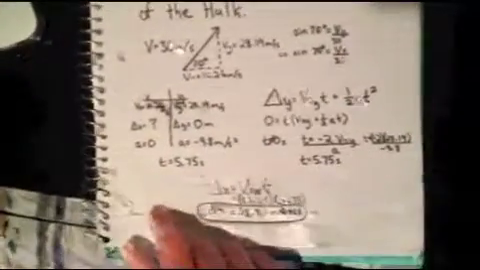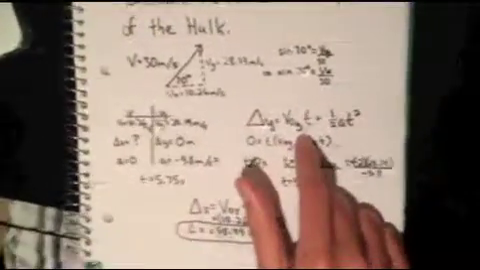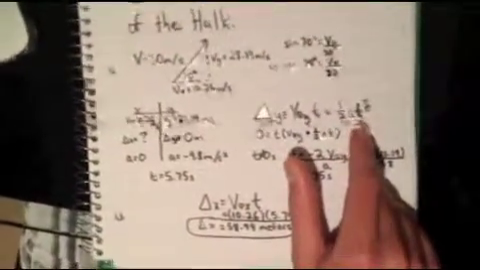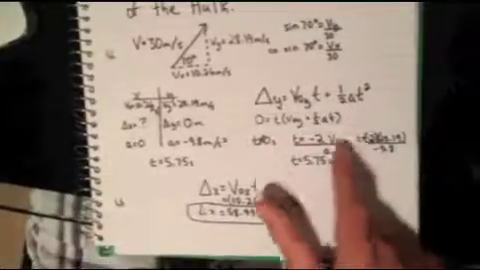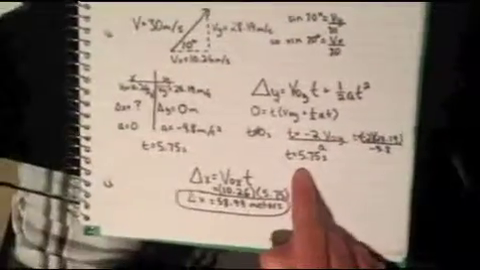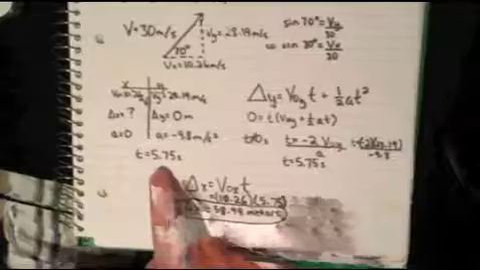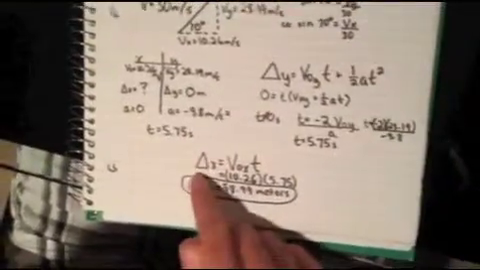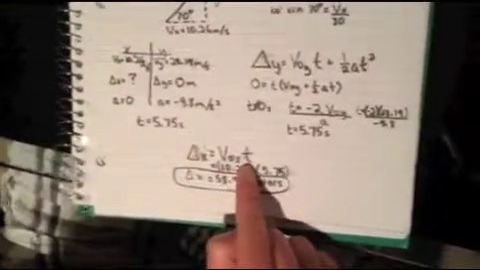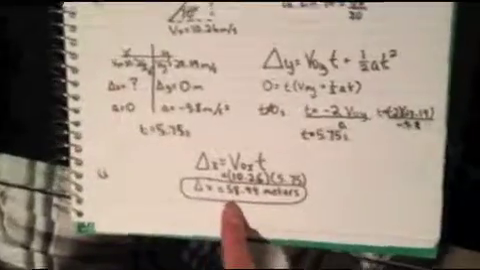The time will be shared among both x and y components. To find this time, we use the kinematics formula delta y equals v naught y t plus 1/2 a t squared. We find that t is equal to 5.75 seconds. Now we can use this time in the formula delta x equals v naught x times t to find that delta x is 58.99 meters.